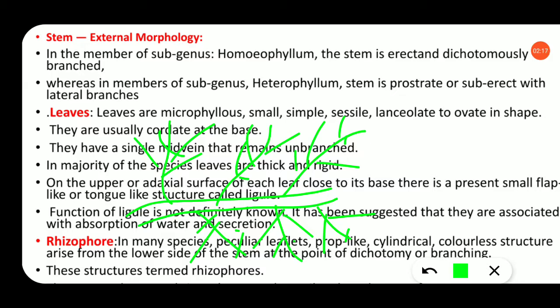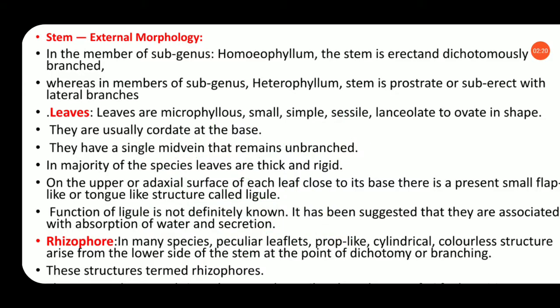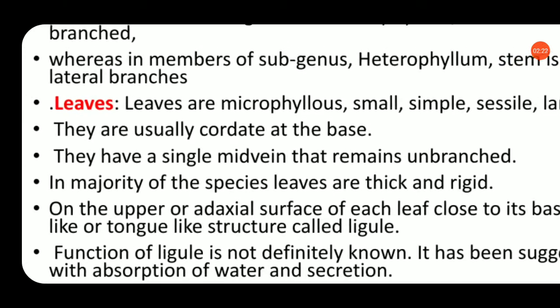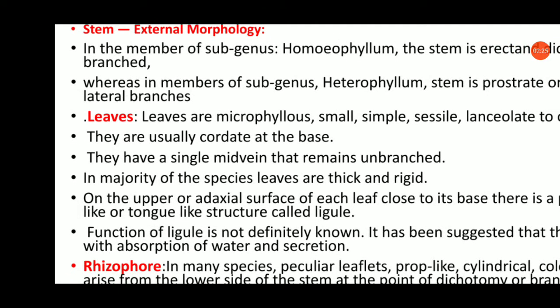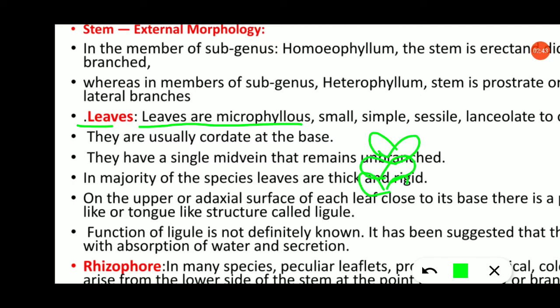Stem looks like this. Then the next morphological character, the leaves. Leaves are microphyllous. As you see the structure of the leaves on the stem, these leaves are very small. In the previous diagram we saw that the size of the leaves is very small. Therefore we call them microphyllous, small, and simple.